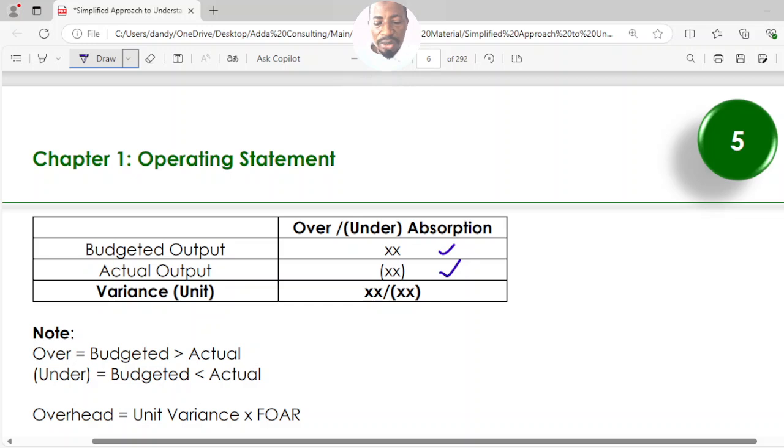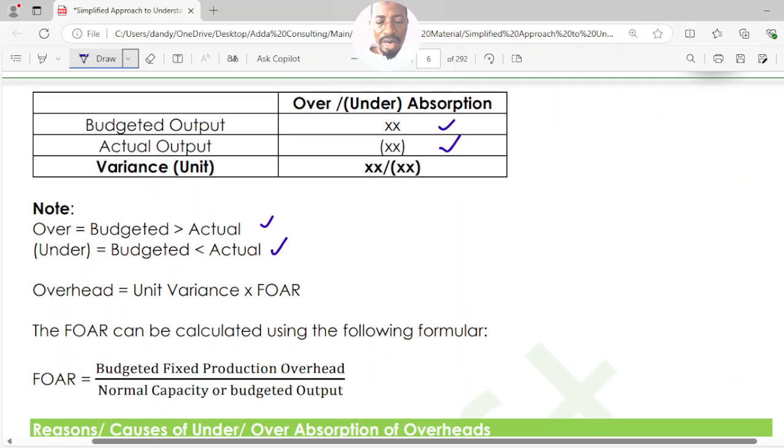So if it is positive, it is over. If it is negative, it is under. So like I have said here, once the budgeted is greater than actual, it is called over. If the budgeted is less than actual, it is called under. So if it is over, you add. If it is under, you less.